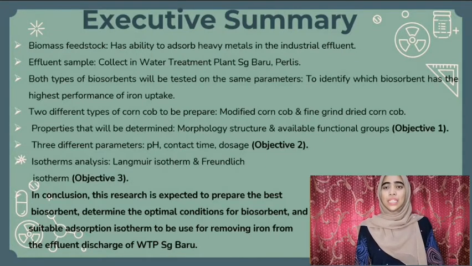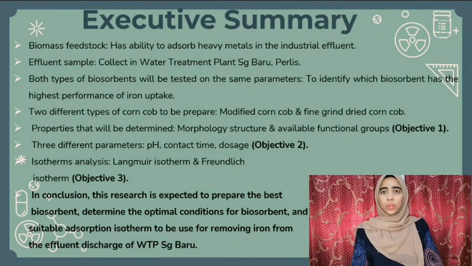Concorp will be used in this research due to its ability to absorb heavy metal and inexpensive raw material. The effluent sample will be collected in Water Treatment Plant Sungai Baru. In this study, two types of Concorp biosorbent will be prepared, which are modified Concorp and dry Concorp. Different biosorbent will be prepared to test the metal uptake capacity. The properties that will be determined are the morphological structure, functional groups present, and chemical information of the Concorp biosorbent.